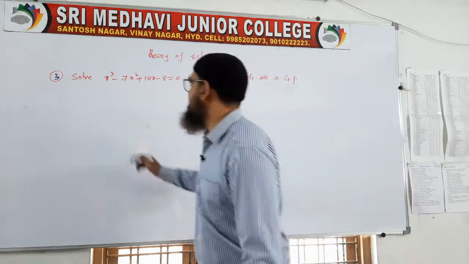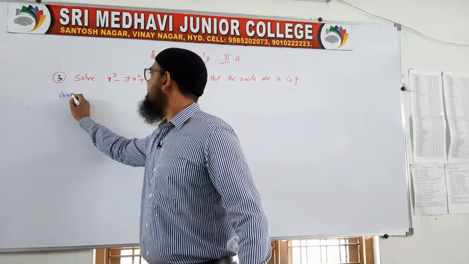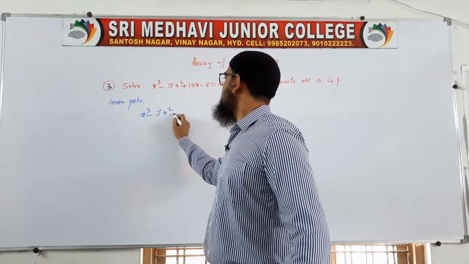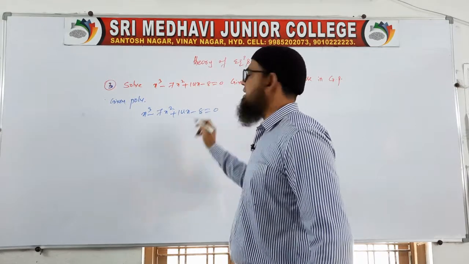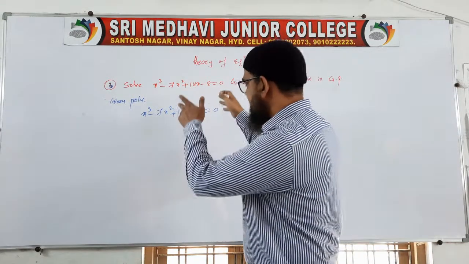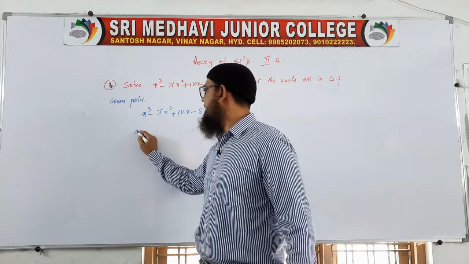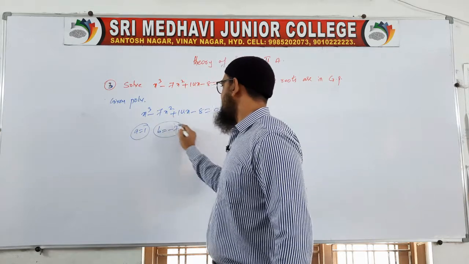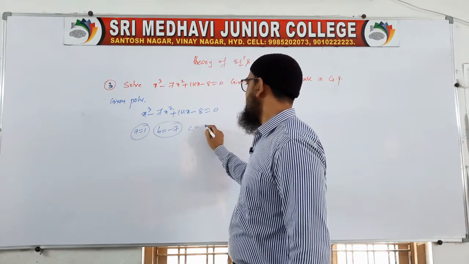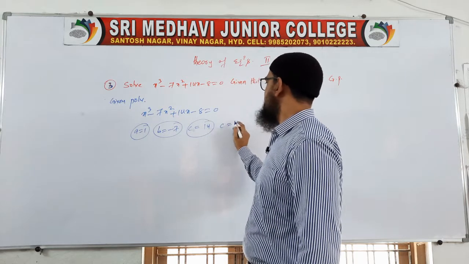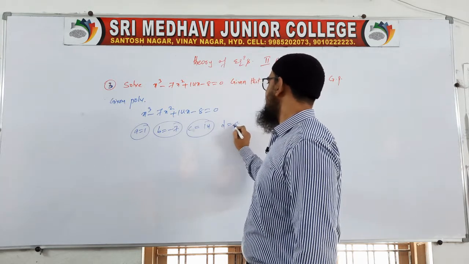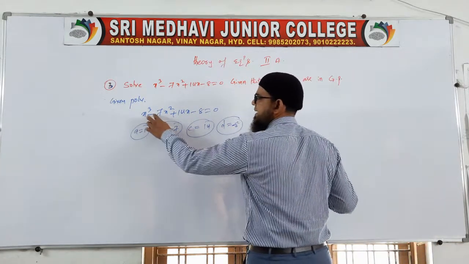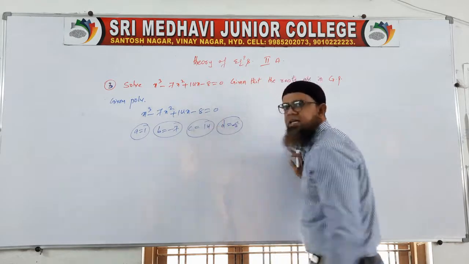One polynomial is given: x cube minus 7x square plus 14x minus 8 is equal to 0. As I said, just compare all the values. What is the value of a here? a is equal to 1, nothing is there means 1. b means minus 7. c means 14. d means minus 8. Check it: a means 1, b means minus 7, c means plus 14 and d means minus 8.